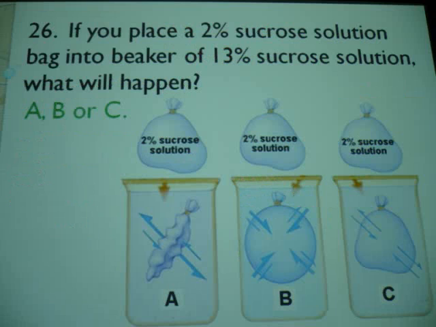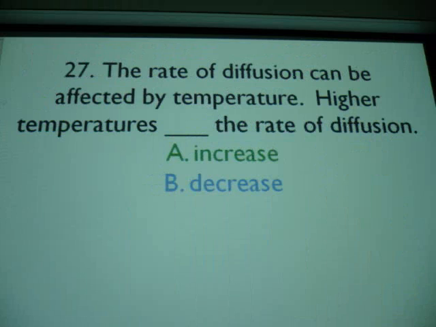The bag is 2%. The beaker is 13%. That combination would be hyper or hypotonic? Hyper. If you're hypertonic, what's going to happen to you? You're going to shrink. Answer is A.